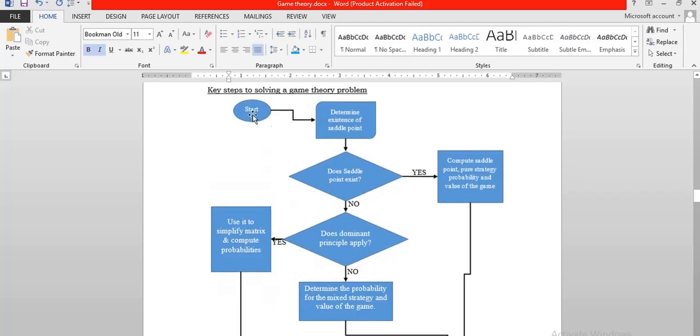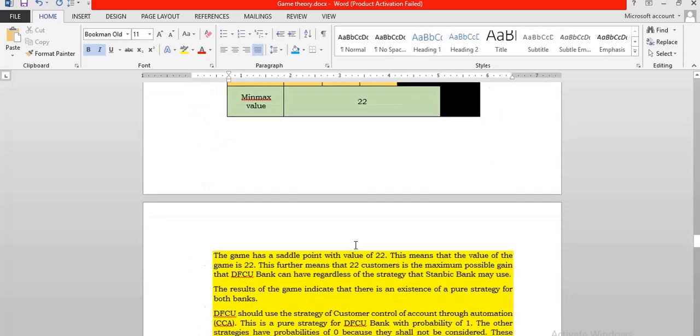Starting from start, determine the saddle point. If it is there, you do it like we did in the first example of DFCU Bank. Now in the second example, with our focus on Stanbic Bank, we realize there's no saddle point. We ask ourselves, is there a dominant strategy? Lucky enough, we found there was one and we used it by reducing the rows and columns, and we got a smaller matrix, as we saw here.